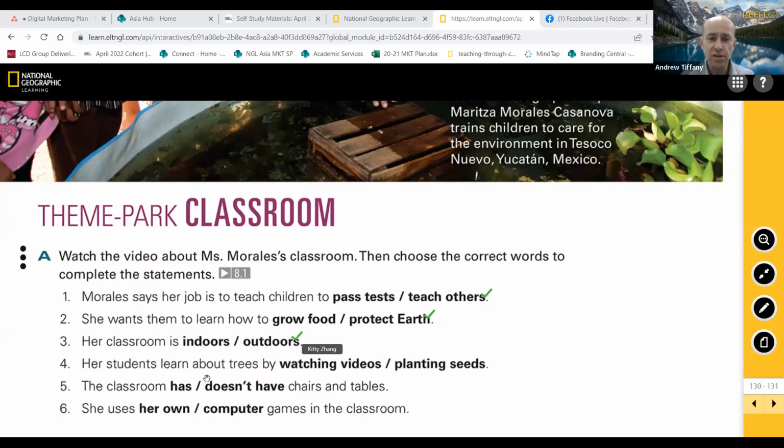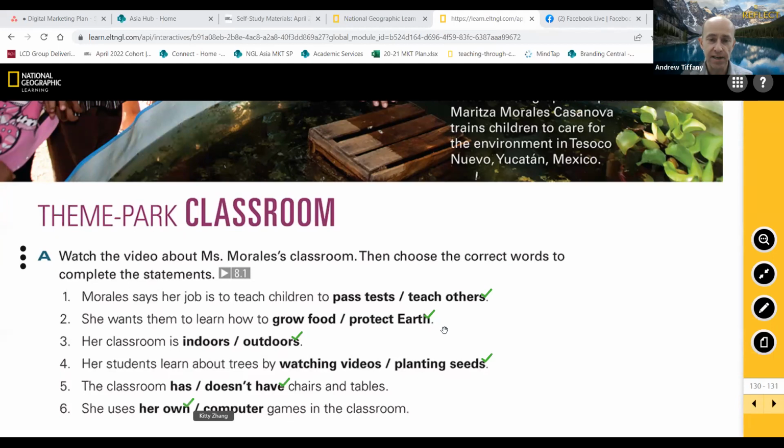Okay, number 4. Her students learn about trees by, what do you think? Now, why do you think it's planting seeds? So this is an inference question, right? Because there is no exact evidence, but we're inferring, right? Yeah, because they're outside. You don't usually have video players and recorders and screens outside, right? They're outdoors. This seems like an outdoorsy kind of thing. And so planting seeds would fit with that, right? So again, we can have our students put these ideas together, right? Okay, the classroom has or doesn't have chairs and tables. Doesn't have, okay. And she uses her own games or computer games in the classroom.